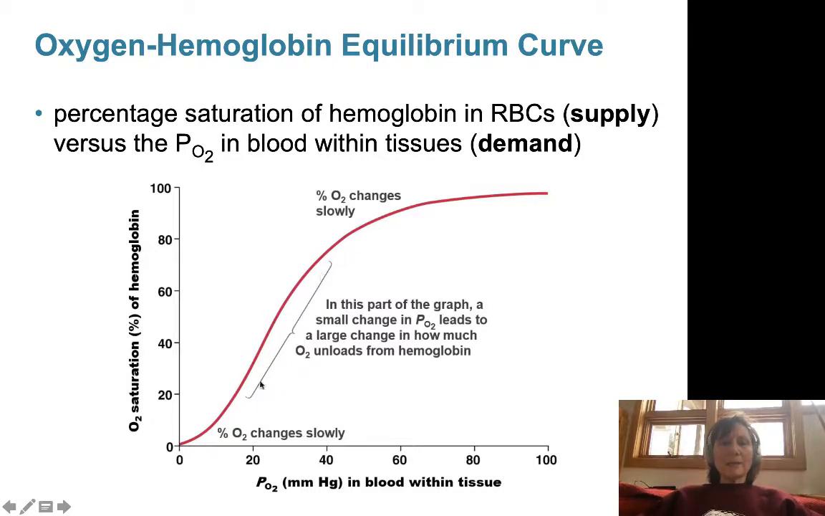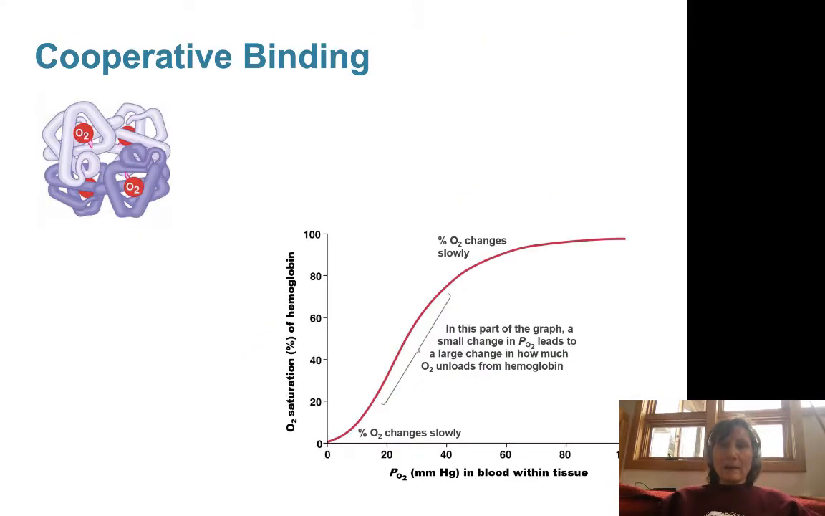Let me explain to you what's happening here in all the different parts of this curve. But it's important to note this right here. Where the steep curve is, a small change in the partial pressure leads to a large change in how much oxygen unloads from hemoglobin. So hemoglobin has this really interesting property of being able to load oxygen quickly and unload it quickly. And that property is referred to as cooperative binding. So remember, you have these 4 heme groups, each of which can carry an oxygen molecule.